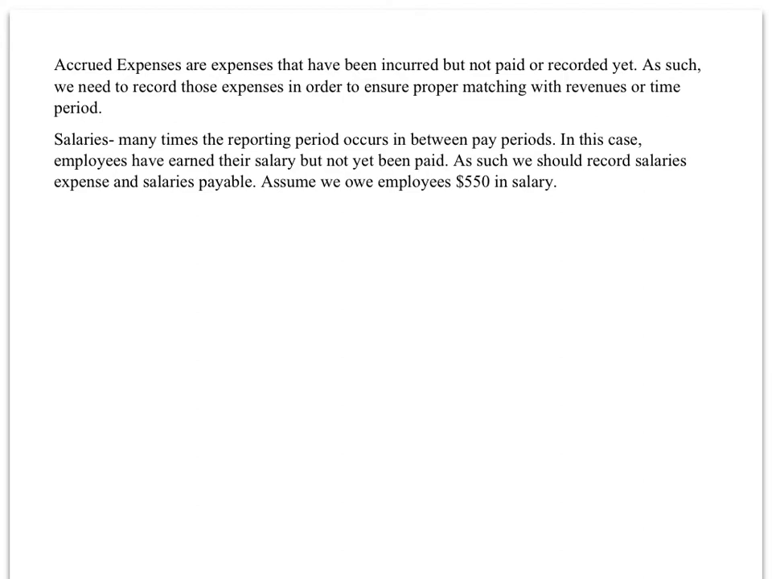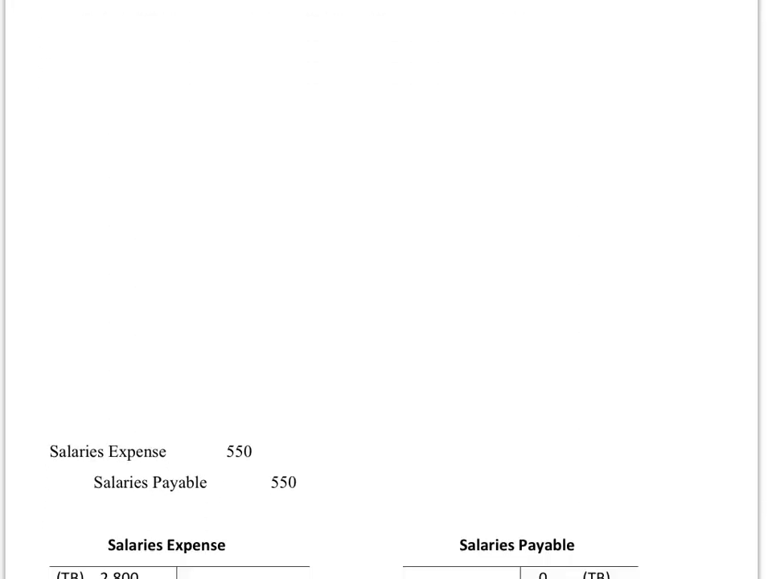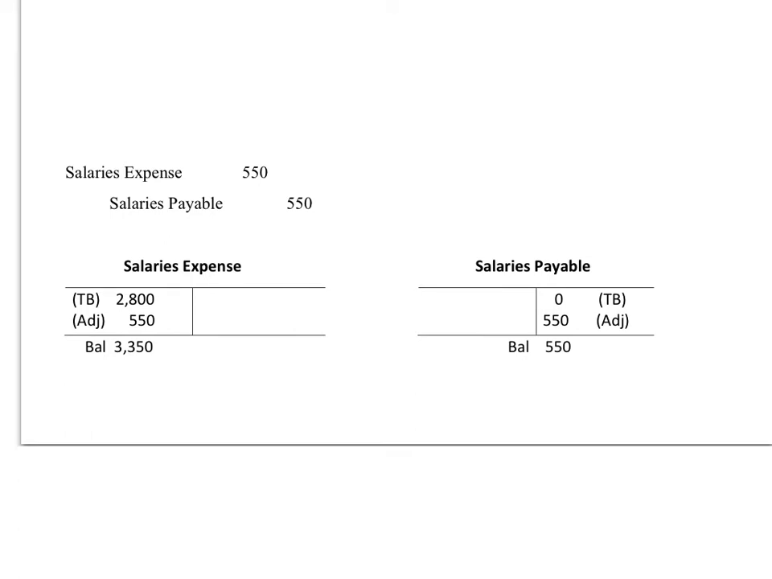Salaries are the first thing the book talks about. As I have said in class, the reporting period will likely fall when we owe our employees some money. They've earned it, we just haven't paid them. So let's assume we owe the employees $550 in salary by the end of the period that has not been paid. We're going to debit our salaries expense and create a payable. Right now we're just going to call it salaries payable. We don't have to get very creative. We're accountants. If we get creative, we end up in jail. So we're going to debit salaries expense and credit salaries payable $550.